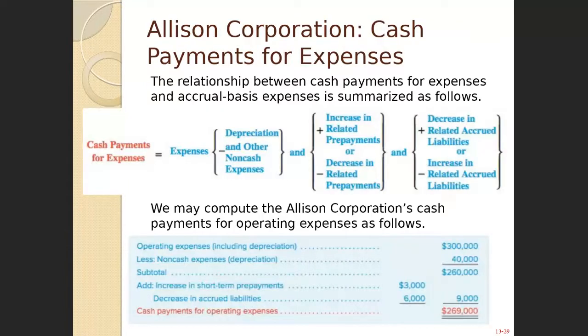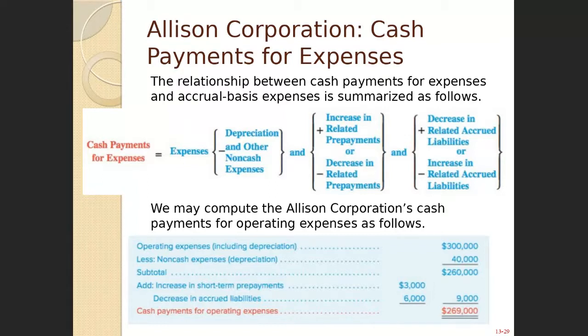Okay, so let's walk through this. So we know cash payments for expenses. We're looking at the operating expenses. We're unaccruing it on the income statement. That's always the starting point. When you're lost in the operating section, go back to the income statement. So here, these are the operating expenses.